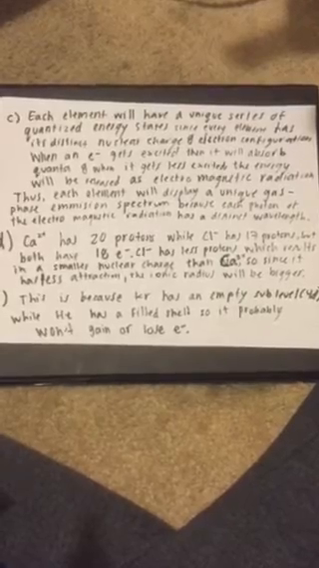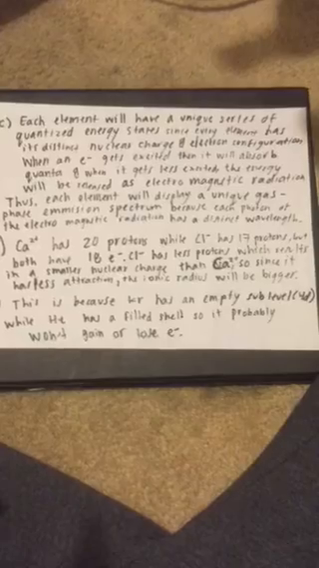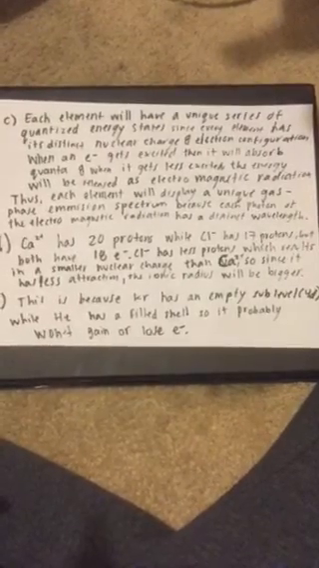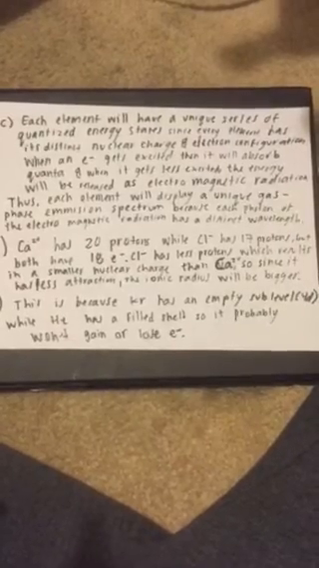So the Ca2+ has 20 protons while the Cl- has 17 protons, but both have 18 electrons. So you know that the Cl- will have fewer protons, and this means there's going to be a smaller nuclear charge than the Ca2+. So since it has less attraction, it's not going to pull in tightly, so the ionic radius is going to be bigger.